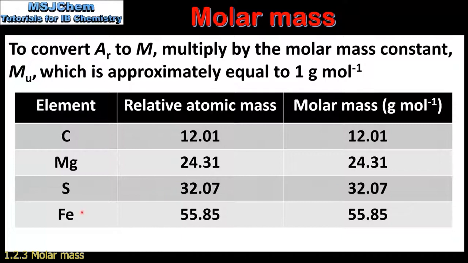And finally we have iron, which has a relative atomic mass of 55.85 and a molar mass of 55.85 grams per mole. So from this table we can see that relative atomic mass and molar mass are numerically equal. However, molar mass has units of grams per mole, whereas relative atomic mass has no units. Next, we'll look at how to calculate the molar mass of a compound.